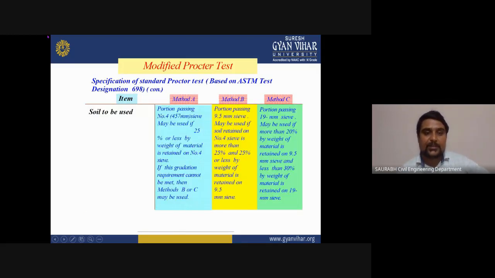So, the specification of the standard Proctor test is based on the ASTM test, designated by 698. And there are soil methods A, B, and C. In method A, the portion passing the number 4 sieve, 4.75 mm, may be used, and here is given 9.5 mm, and here is given 19 mm. So you can understand these are the three methods where we are using different kinds of sieve for the compaction.